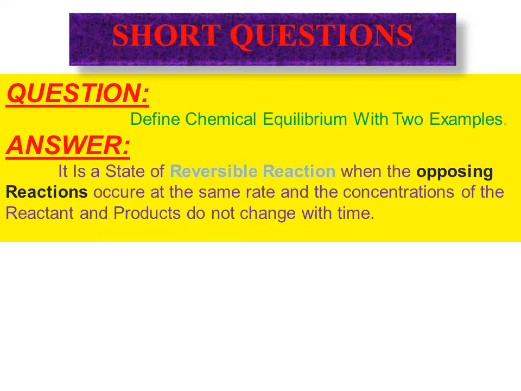Reversible reaction means those reactions which can proceed in both directions, and which we can reverse in the opposite direction, are called reversible reactions. Opposing reactions means those reactions which can proceed in the opposite directions to each other are called opposing reactions. Occur at the same rate and concentrations of reactants and products do not change with time means their concentrations will be constant. They will not be changed at any time in the reaction mixture.